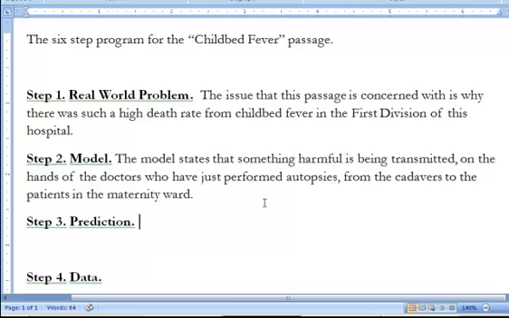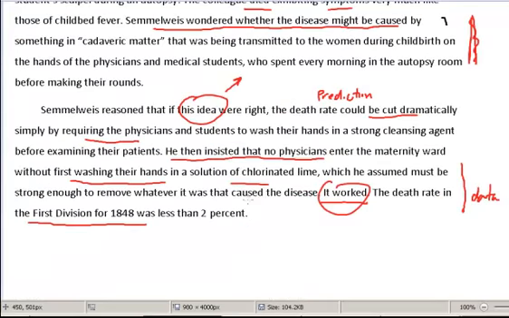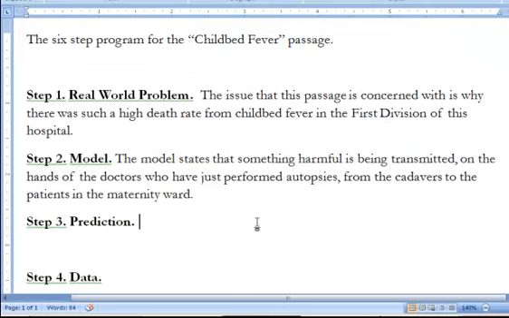Okay, so now our prediction, and if we go back and look here, recall that the prediction is what Semmelweis had in mind, that if this model is correct, then we should find that the death rate will drop if the doctors wash their hands before they examine the women.